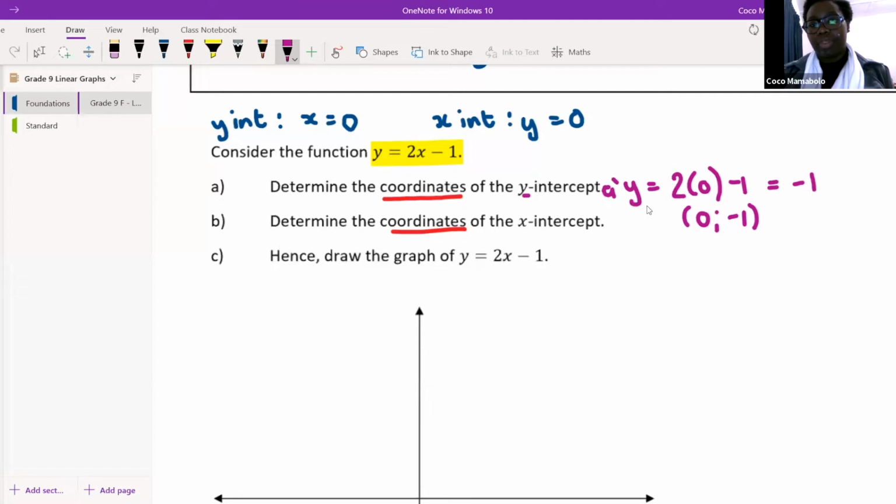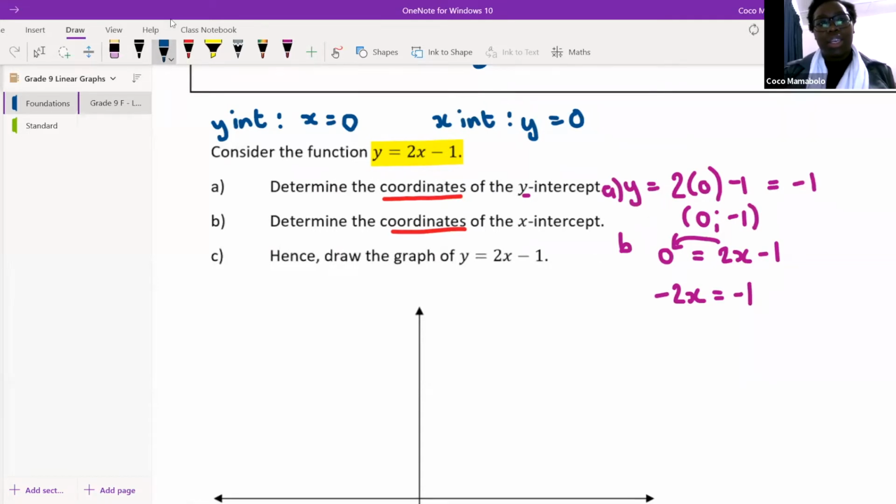And that's the answer for A. For B, when we want our x-intercept, we need to make y equal to 0. So I'm going to get 0 is equal to 2x minus 1. Then I can take 2x over to that side and it's going to become -2x. So we'll get -2x is equal to -1. To get x on its own, I'm going to divide both sides by -2. That's going to give me that x is equal to 1 over 2, because a negative and a negative will give us a positive. That's perfectly fine, Sinubuhle, welcome. It's great to see you.